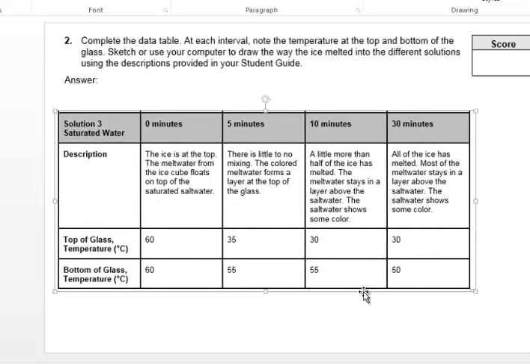Now, like I said, if you need some more time, just go ahead and pause the video. I want to go through and analyze the data for each solution with you to describe the mixing and the temperature. Once we analyze what happened, we will either be able to support our hypothesis or refute it, so our hypothesis will be correct or incorrect.